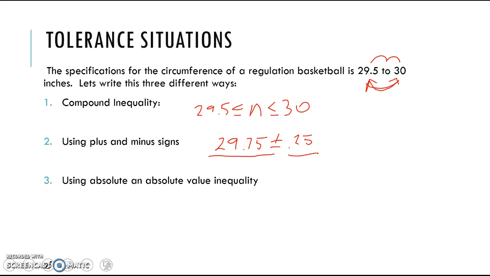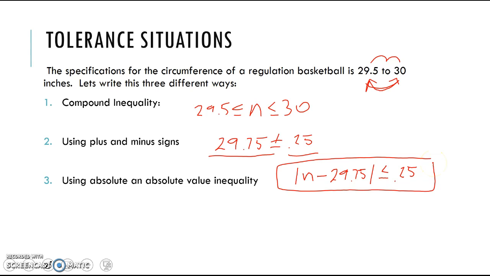The third way to do this is with an absolute value inequality. Let me show you how this works. I could say the absolute value of the circumference, I'm going to say n, minus what I want it to be, which is 29.75 inches. So the distance from 29.75 inches has to be less than or equal to 0.25 inches. I could just write it like that.